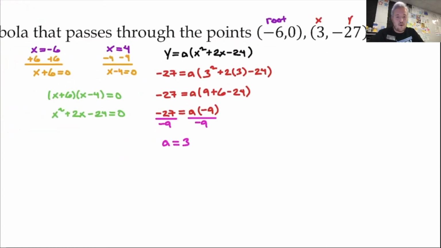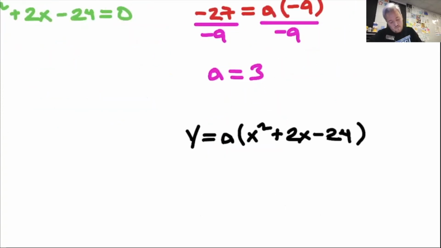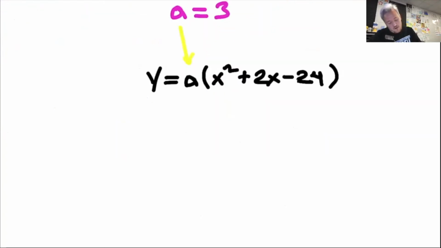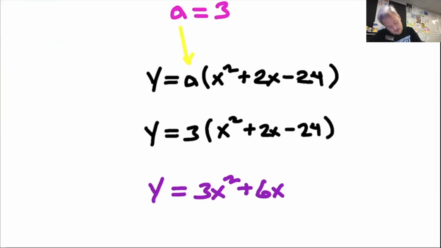All right, so now I want to take my regression model equation. I'm going to take the equation from up here and plug in the a value. So we're going to have y equals 3 parentheses x squared plus 2x minus 24. When you distribute, y equals 3x squared plus 6x minus 72. So this is your final equation.